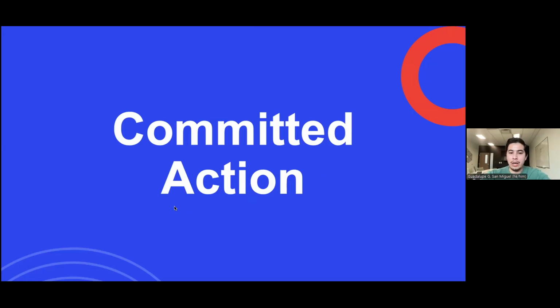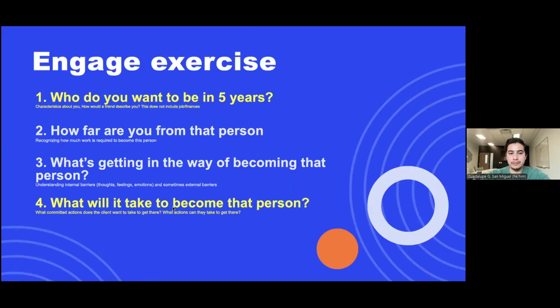Okay, now I want to go over a very specific exercise that really uses both parts of the engage pillar. So it includes the values and includes the committed action. This is something I just started doing once I started seeing clients, specifically college students. I really learned that not a lot of college students have values, and there's nothing wrong with that.